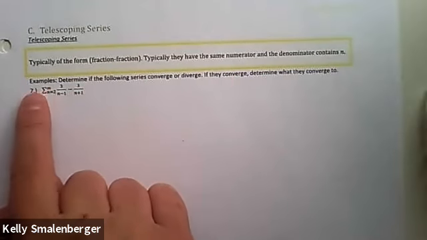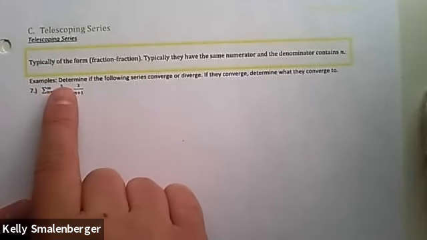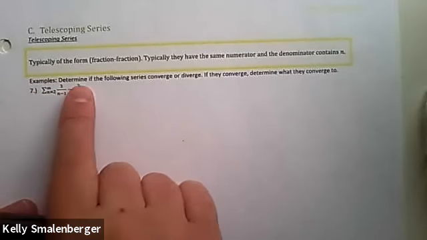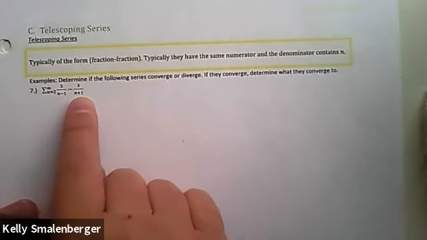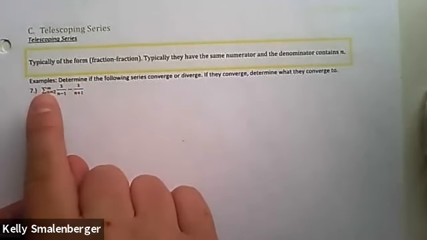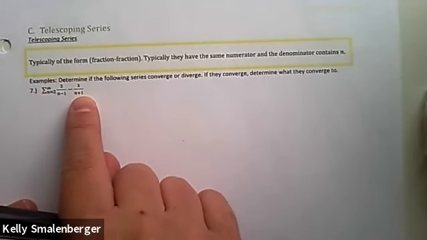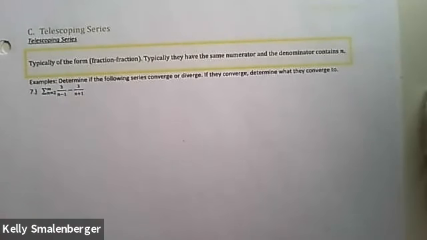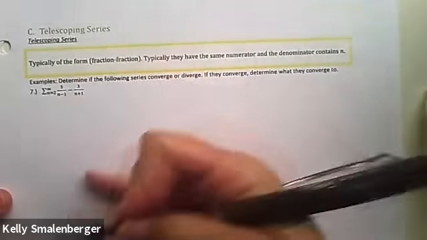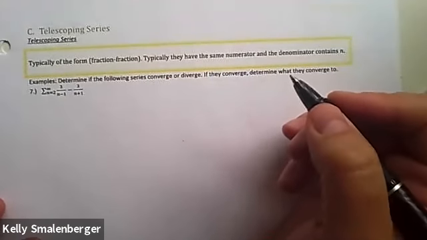So looking at this, I have the summation from n equals 2 to infinity of 3 over n minus 1 minus 3 over n plus 1. So this is a telescoping series. I have a fraction minus another fraction. The numerator is the same and the denominator is different. So what I want to do is I want to expand it out, write it out, and then try to contract it down and see what happens.